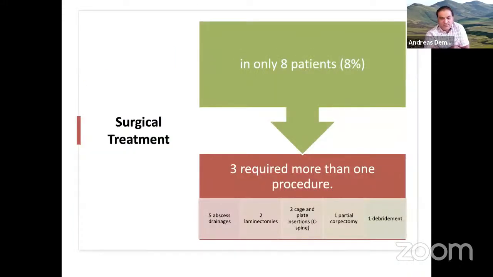Surgical treatment was offered in only 8 patients, 3 of which needed more than one procedure. And you can see at the bottom, 5 were abscess drainages, 2 were laminectomies, 2 were cage and plate insertions for C-spine, 1 for partial corpectomy, again C-spine, and 1 debridement. Now, of course, there are other patients who were treated surgically, but these were not in this consecutive series. So I'm only giving you this particular window in 2018.